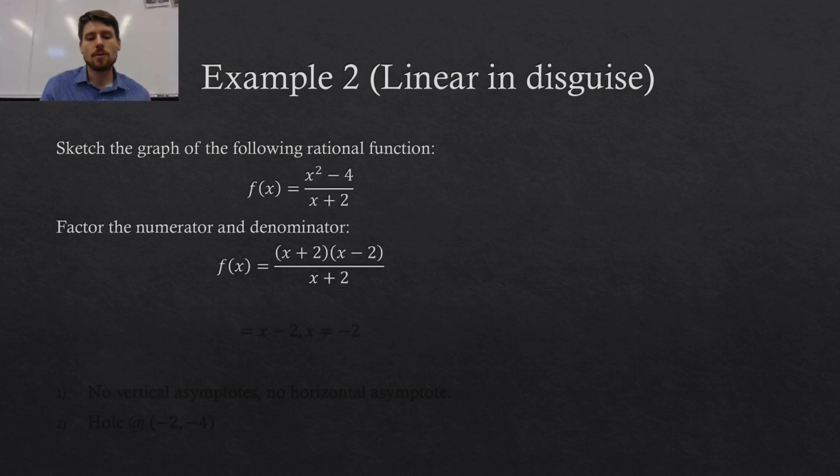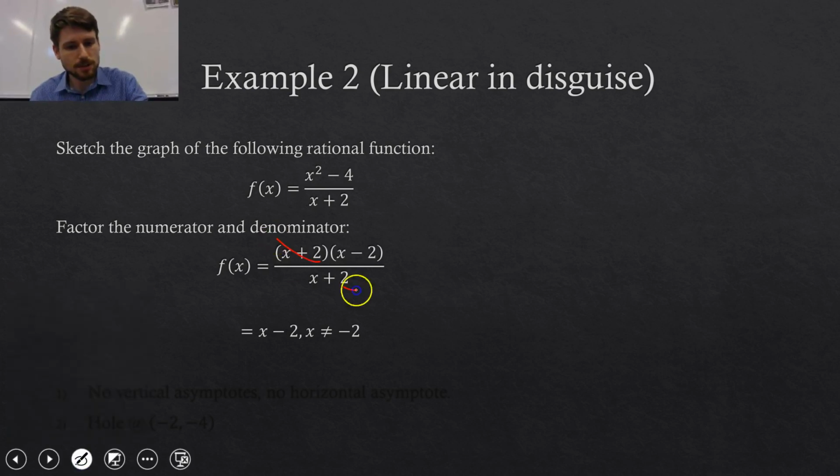So if we factor the numerator and the denominator, we're going to get x plus 2 times x minus 2 over x plus 2. And after you cancel your common factors, the x plus 2's cancel, you're left with a linear function x minus 2, where x can't be -2. There's a little hole in a linear function. And so this is actually very easy to sketch.